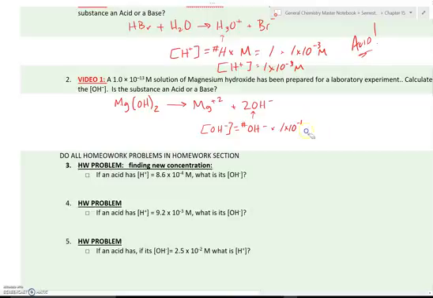Molarity. And so when we plug everything in, we have the number of hydroxides, 2 OHs, multiplied by our molarity, 1 times 10 to the negative 13th. When we multiply these two, you guys guessed it, we get a hydroxide ion concentration of 2 times 10 to the negative 13th.